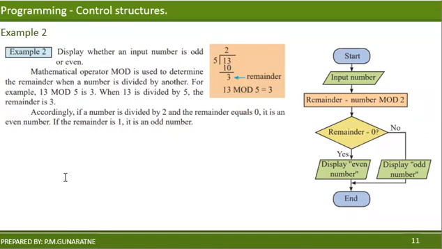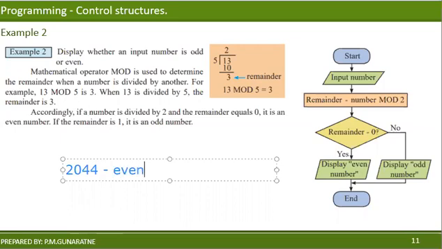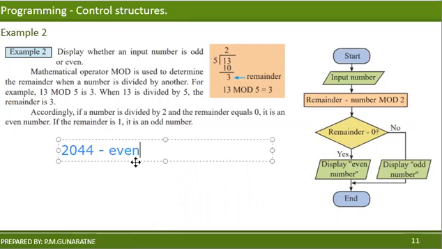Let's say this number, 2044. Is it an even number or odd number? Obviously it is an even number. How do you say that? Because the last digit of this number is an even number, right? That is one way that you can say an even number or an odd number. But this is not the standard way. The standard way is this.